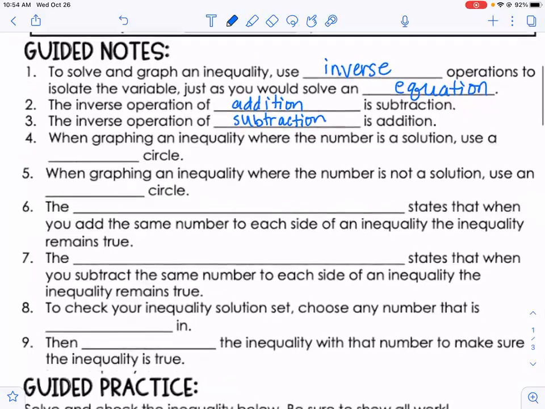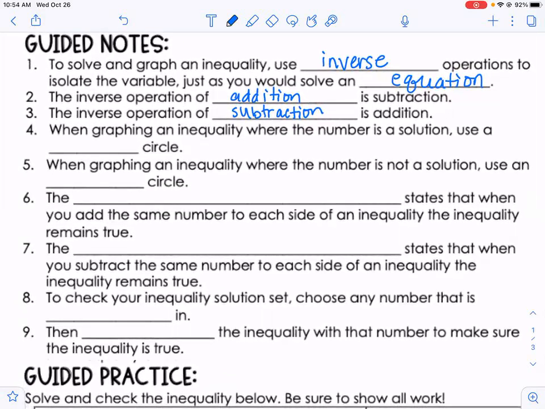Now, I can't remember because it's been a whole day. When graphing an inequality where the number is a solution, we use a closed circle, and when graphing an inequality where the number is not a solution, we use an open circle. So let's just remember that these are the signs we use with closed. These are the signs we use with open.